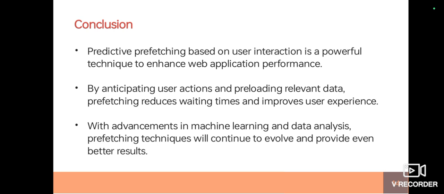Conclusion. We have seen what predictive prefetching is, what the types are, and what the feedback forms are, like how we can analyze it. Let me conclude this topic. Predictive prefetching based on user interaction is a powerful technique to enhance web application performance. By anticipating user actions and preloading relevant data, prefetching reduces waiting times and improves user experiences. With advancement in machine learning and data analysis, prefetching techniques will continue to evolve and provide even better results.